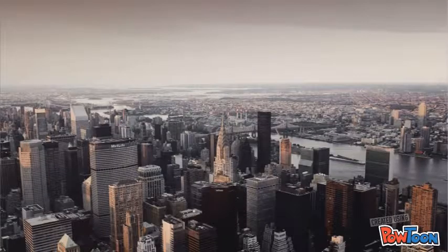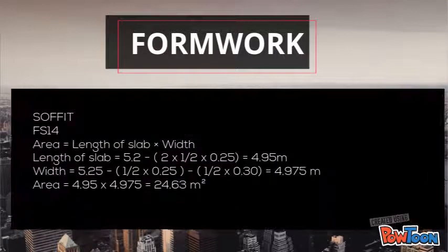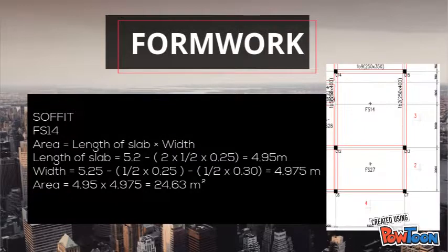The first one is the formwork calculation, which consists of soffit. For the formwork, we need to find the area, which is length of slab times by width of slab. To find the length of slab, the span that we have must be minus the width of beam. As shown in this slide, we take 5.2 as span and 2 of the half 0.25 as the width of beam. So we get the length is 4.95 meter.